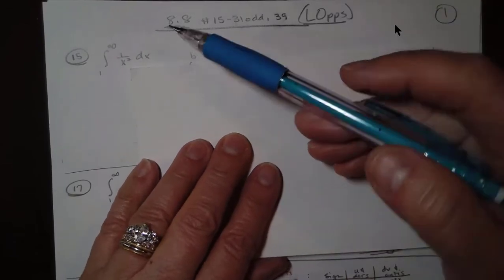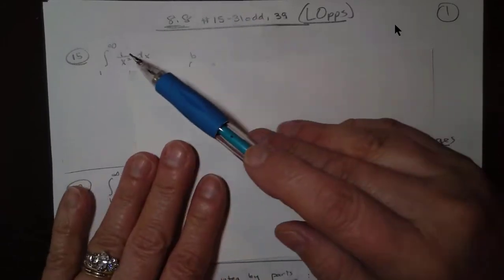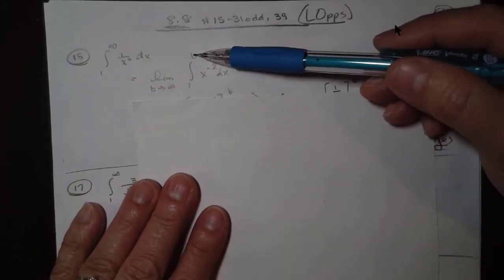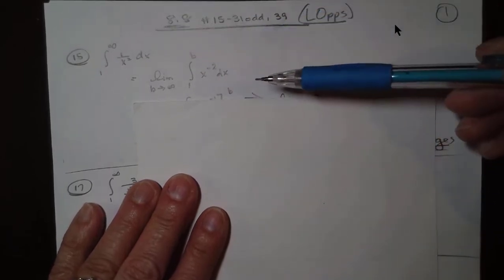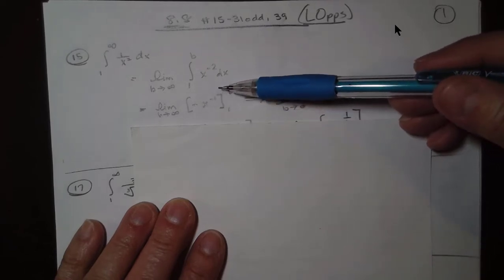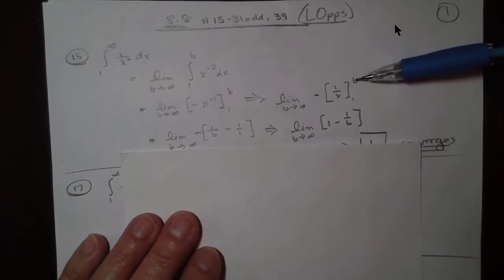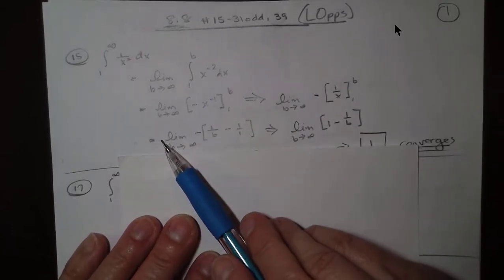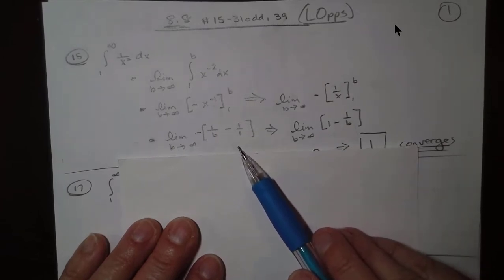Number 15, the integral from 1 to infinity of 1 over x squared dx. First of all, we need to change that. The limit as b goes to infinity from 1 to b of x to the negative 2 dx. Anti-differentiate that. That gives us negative x to the negative 1, which we know is negative 1 over x from 1 to b. I'm going to keep that negative outside. Actually, I could have brought it way down here to the front if I wanted to. 1 over b minus 1 over 1.